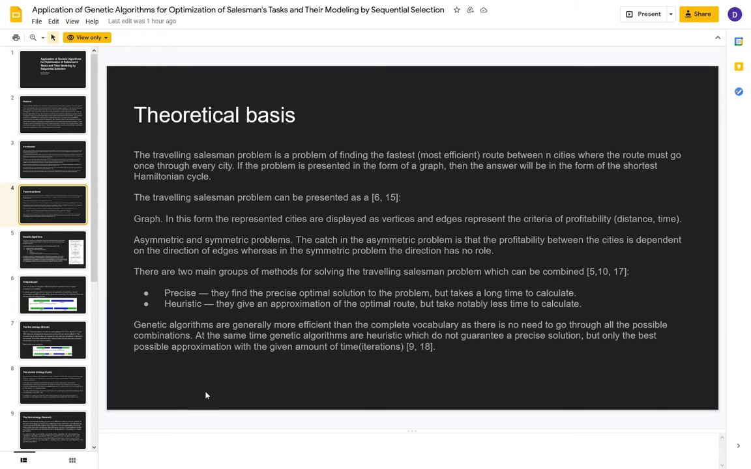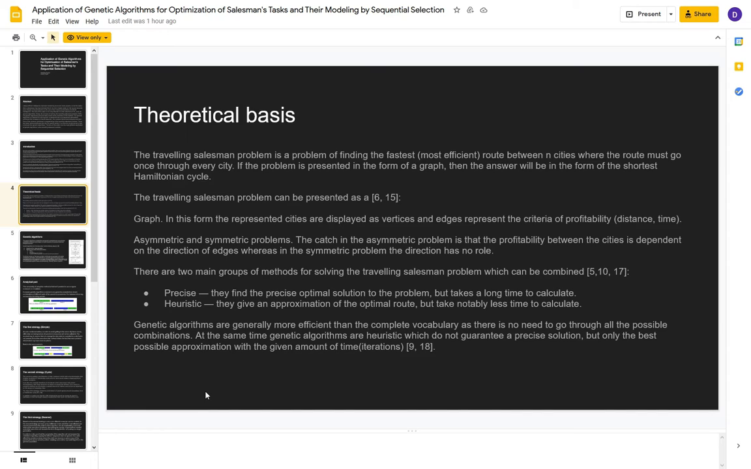Theoretical basis. The traveling salesman problem is a problem of finding the fastest, or rather most efficient, route between n cities when the route must go through every city only once. If the problem is presented in the form of a graph, then the answer will be in the form of a Hamiltonian cycle. The traveling salesman problem can be presented as a graph.